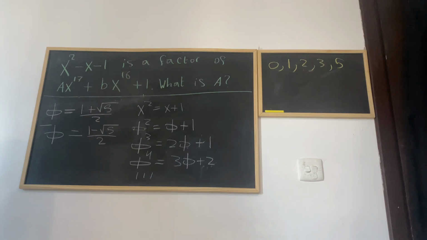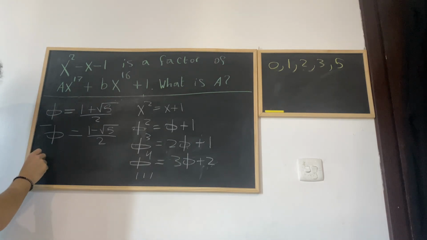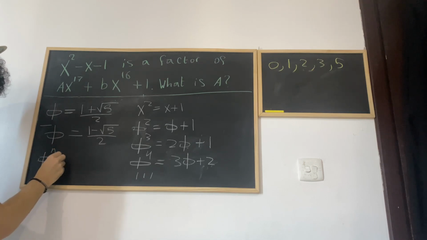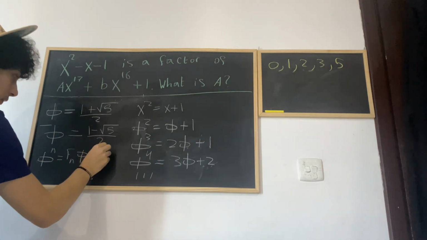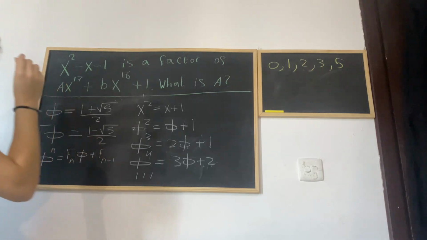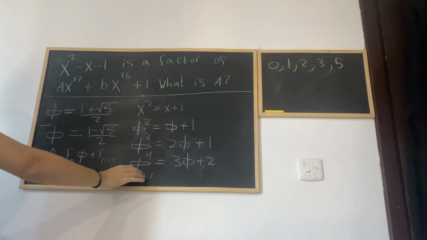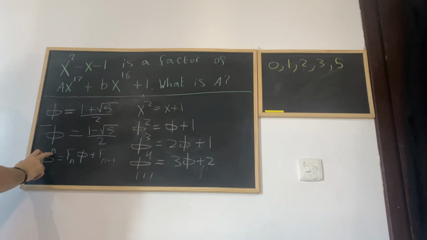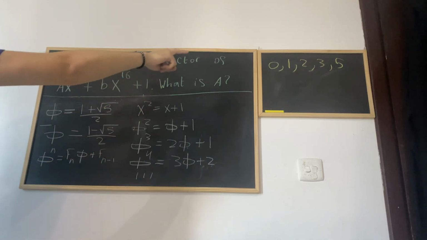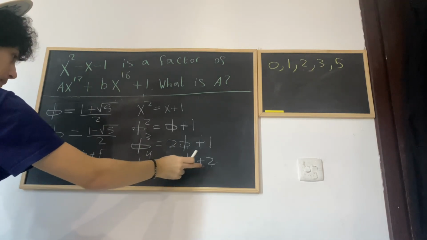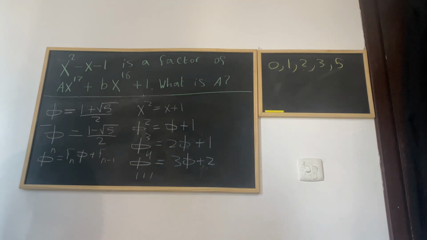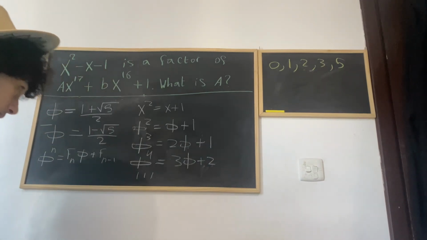Now let me write a general formula to make it even more clear. So if we want to get phi to the power of n, this will equal the nth Fibonacci number, multiplied by phi plus the previous Fibonacci number. So let's test this out with phi to the power of 4. So n equals 4. This is equal to the fourth Fibonacci number multiplied by phi. The fourth Fibonacci number is 3, plus the previous Fibonacci number, which is 2, which gives us 3 phi plus 2. Meaning this general formula is actually working. You can test it out with phi to the power of 5 if you want to.